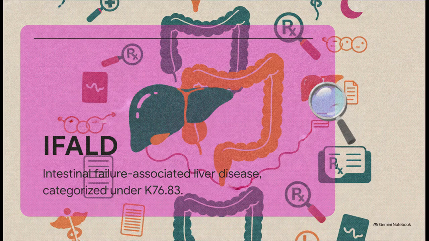Having this plain language definition and a direct index entry is fantastic. It means coders will no longer have to waste time querying providers or just outright guessing which unspecified liver disease code to use when a patient presents with this very specific complication of intestinal failure.